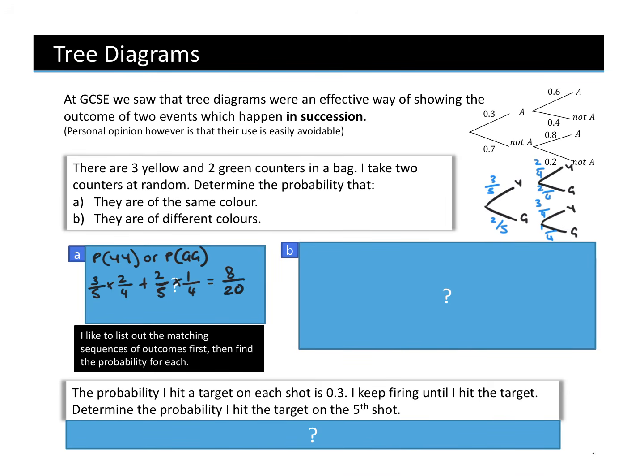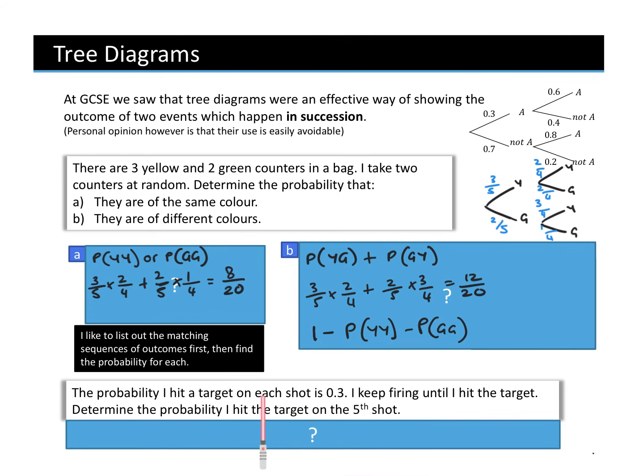Part B. They are of different colours, so that's the probability of yellow-green plus the probability of green-yellow. So we're going to have 3 over 5 times 2 over 4 plus 2 over 5 times 3 over 4, 12 over 20. Now, I could have figured that out a completely different way as well. I could have just done 1 minus the probability of yellow, yellow minus the probability of green, green. Because if they're different colours, that's the opposite to them being the same colours, okay? So it's being able to spot that.